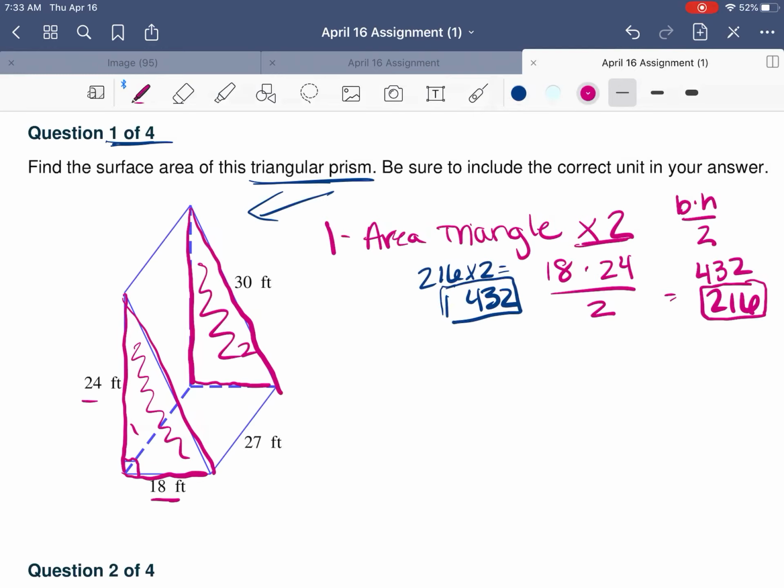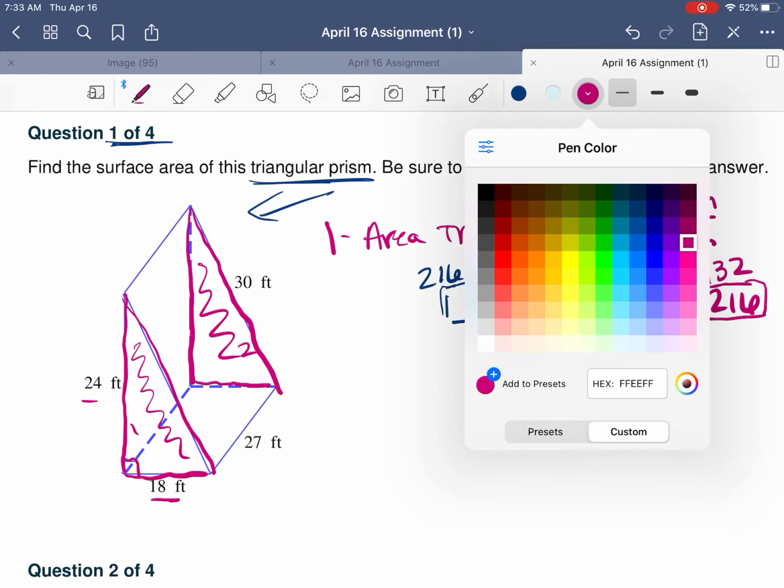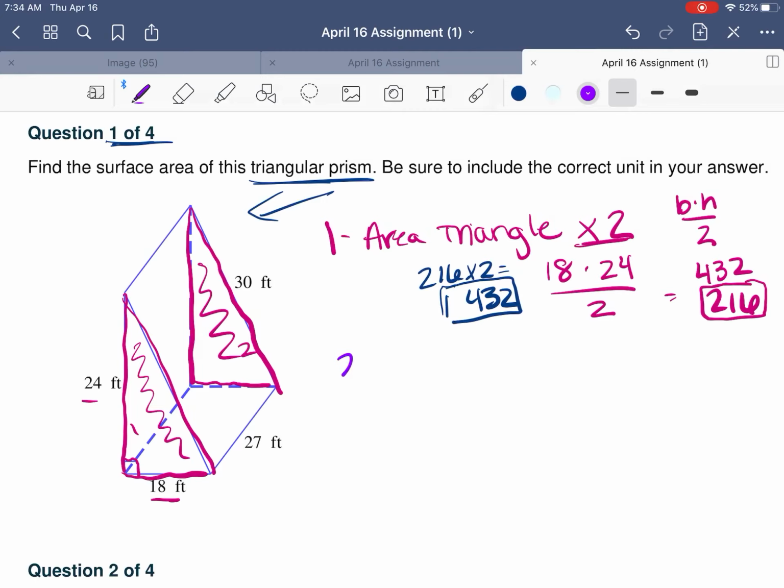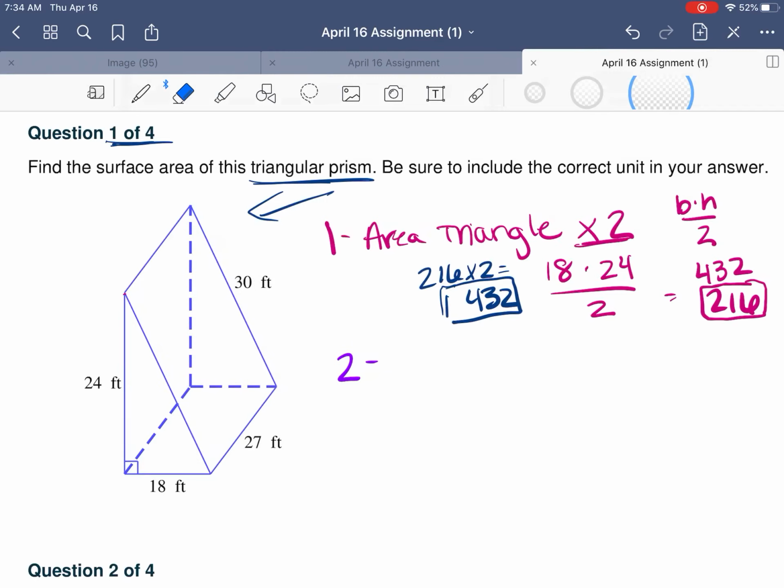Okay, then number 2, and I'm going to see if I can find another color to help me out with this. Let's go with purple. All right, so for number 2, what we want to do is find the area of the floor. I'm going to erase this part now so that we can see the floor better. The floor of it, you could tell, is this shape. That's what would be the base of it.